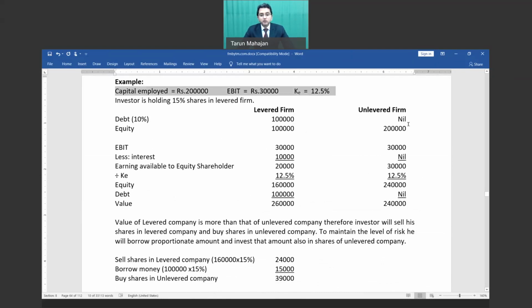Look, capital employed is 2 lakh rupees. EBIT is 30,000 rupees. Cost of equity is 12.5%. In additional information, one investor is holding 15% shares in levered firm.